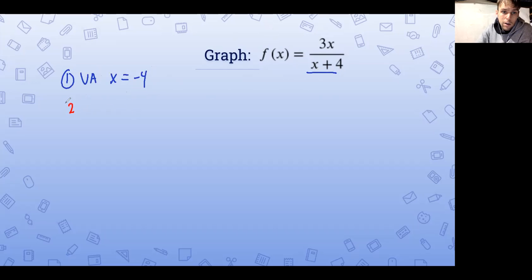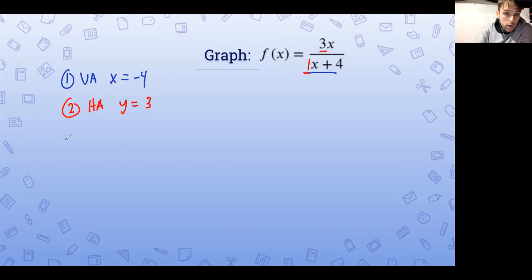Next thing, horizontal asymptote. We have a degree 1 and degree 1. They're equal, so it's a ratio of the leading coefficients, 3/1. So that's y equals 3 for a horizontal asymptote.